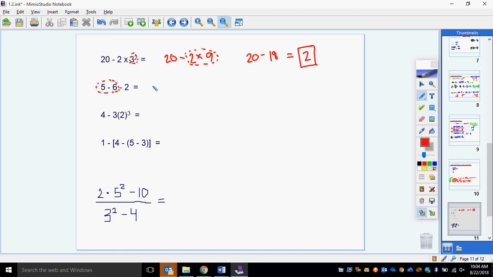5 minus 6 would be negative 1. I didn't use this minus sign, and I didn't use this 2, so I'm going to write it again. Now I can subtract. Negative 1 minus 2 would give me negative 3.